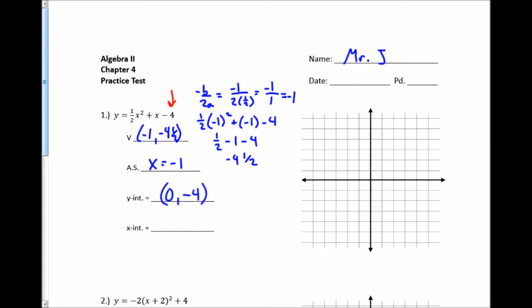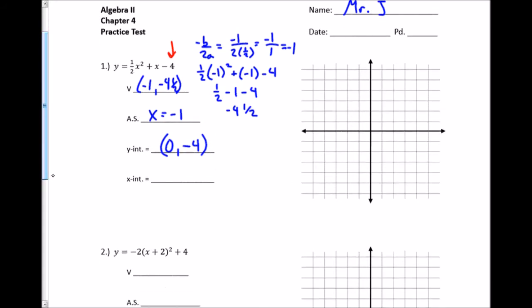The x-intercepts for this one, I'm going to plug a 0 in for y. So when I do that, I end up with 1/2 x squared plus x minus 4, and I set that equal to 0. I'm plugging a 0 in for y. Now to solve this, the first thing I'm going to do is get rid of the fraction. I'm going to multiply everything by 2, and that gives me x squared plus 2x minus 8 equals 0.